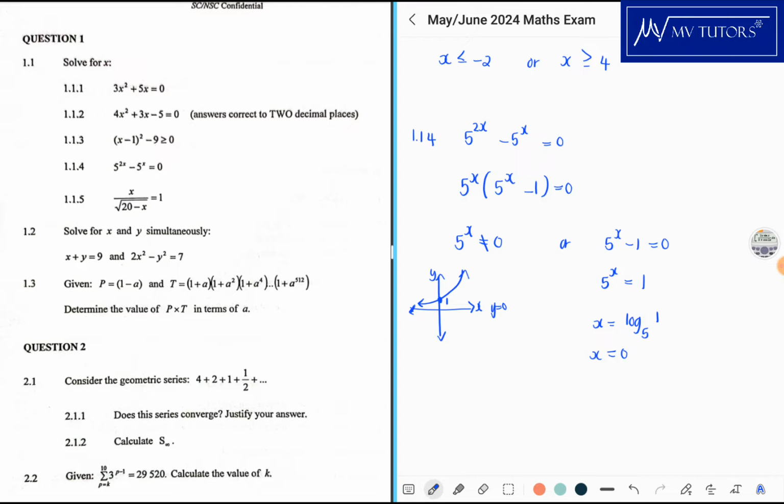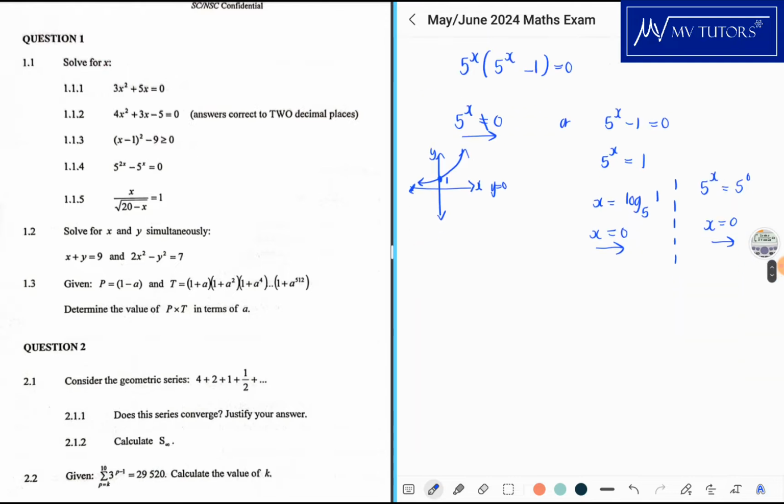Or instead of using logs, you could have said we have 5 to the power x. 1 is the same as saying 5 to the power 0, so that is straightforward. x is equal to 0. Okay, so those are your answers.